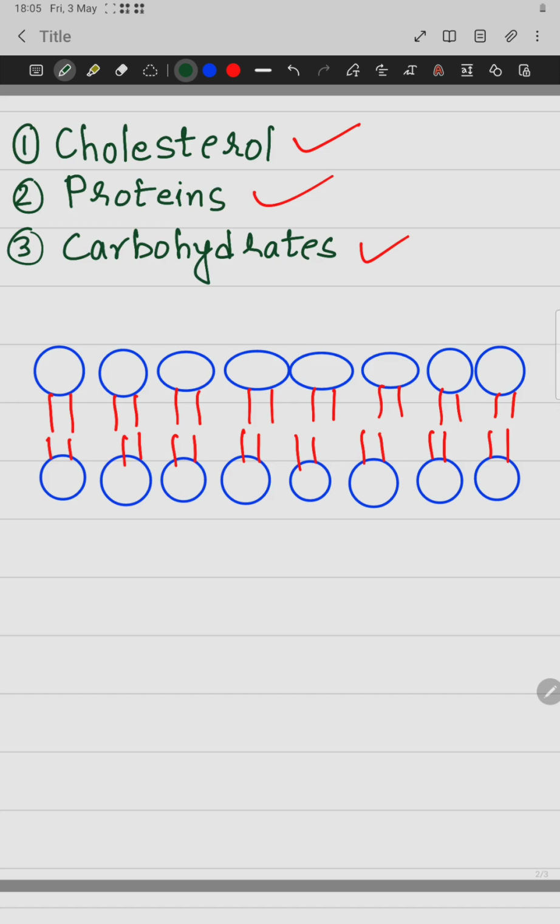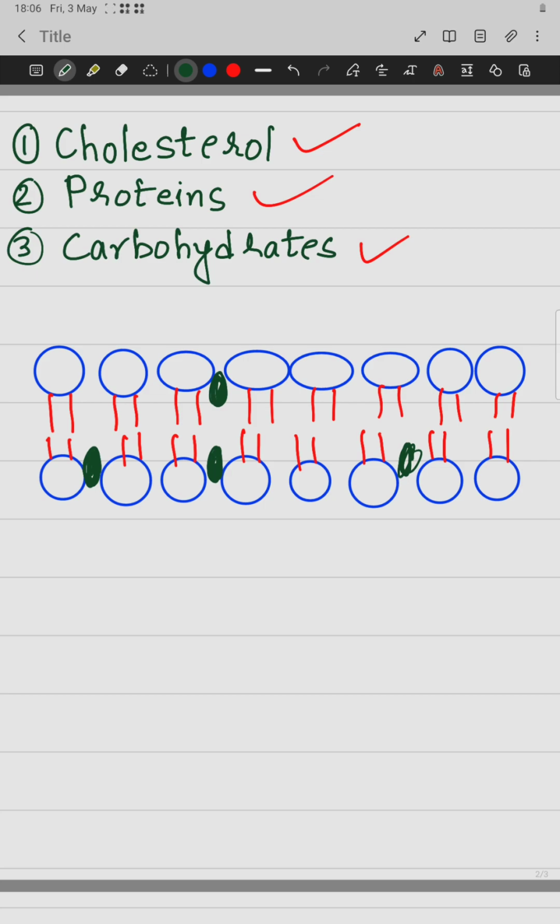So, in the phospholipid bilayer, cholesterol is also present in between the phospholipids like this. Now this cholesterol molecule performs the function of maintaining the structure and the shape of the cell membrane.